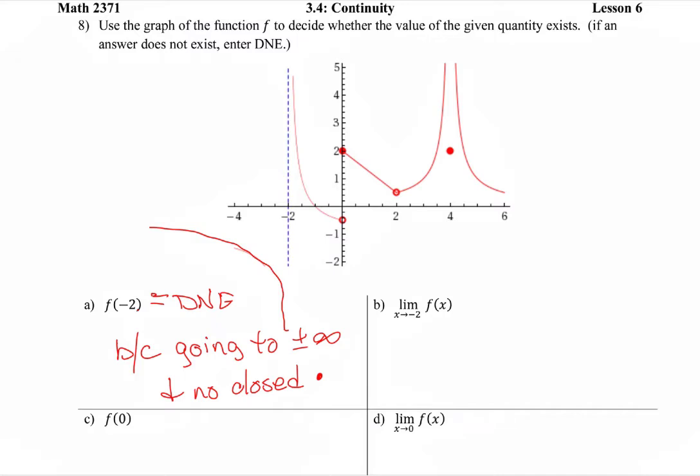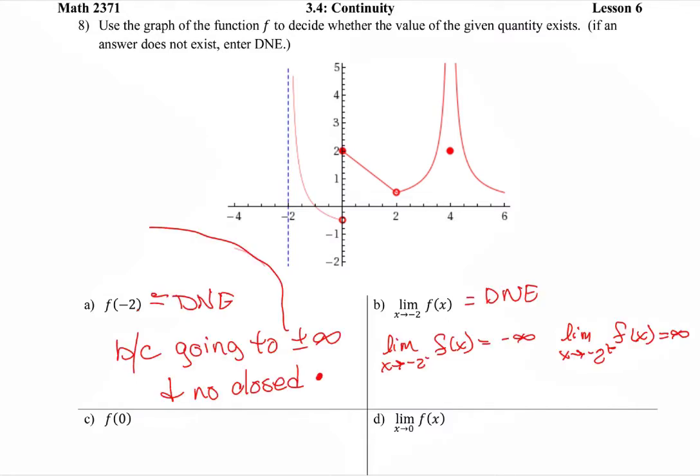Now, if I look at the limit as x goes to -2 from the left of f of x, this goes to negative infinity. If I look at the limit as x goes to -2 from the right of f of x, this goes to positive infinity. So therefore, this limit does not exist.